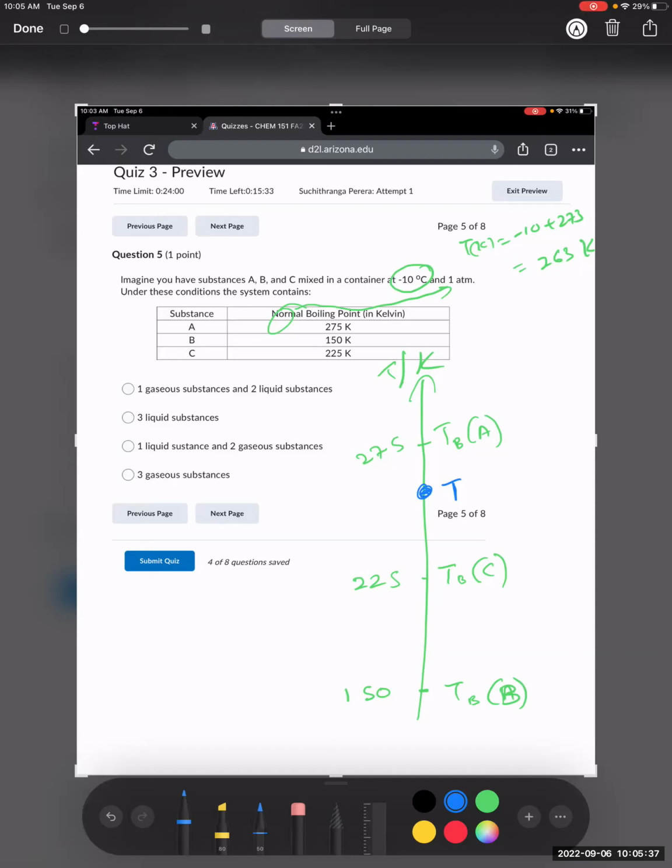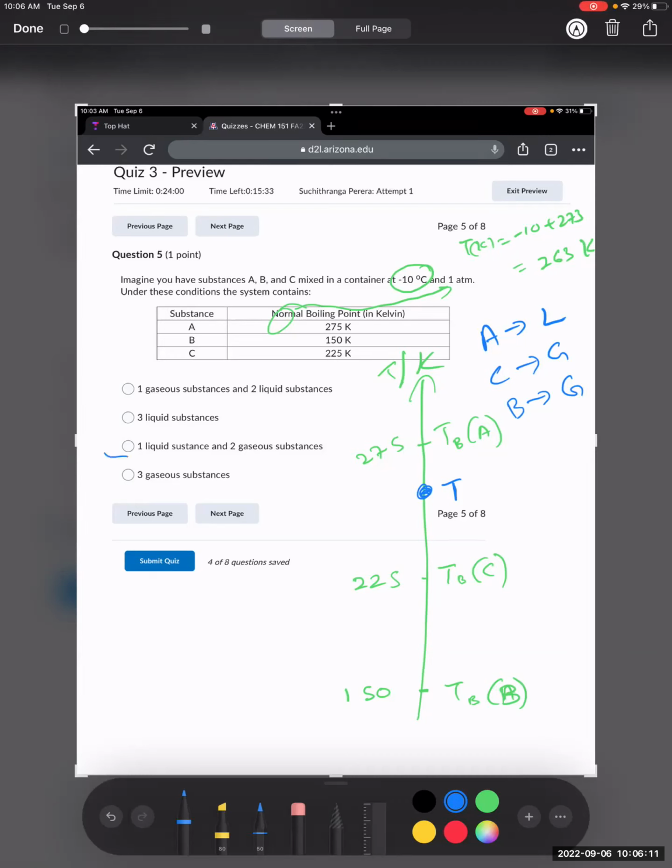You know that if that is the case, A should exist in the liquid phase. And then when it comes to C, we are well above the boiling point of C. That means C should be in the gas phase. And then same thing with B. B is in the gas phase as well because the current temperature is well above the boiling temperature of B. Okay, so we have two gases.